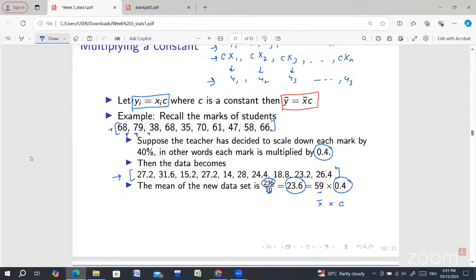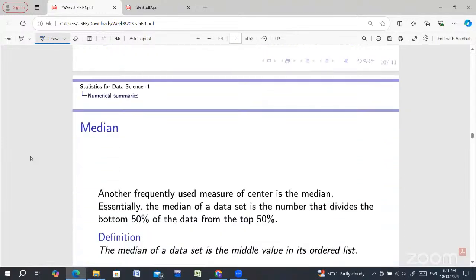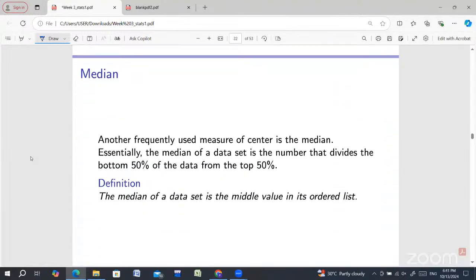Yes, ma'am. Okay, now next we will study the median. The median is nothing but the middle observation of the entire data set. Essentially, the median of the data set is the number that divides the whole data set into two parts.